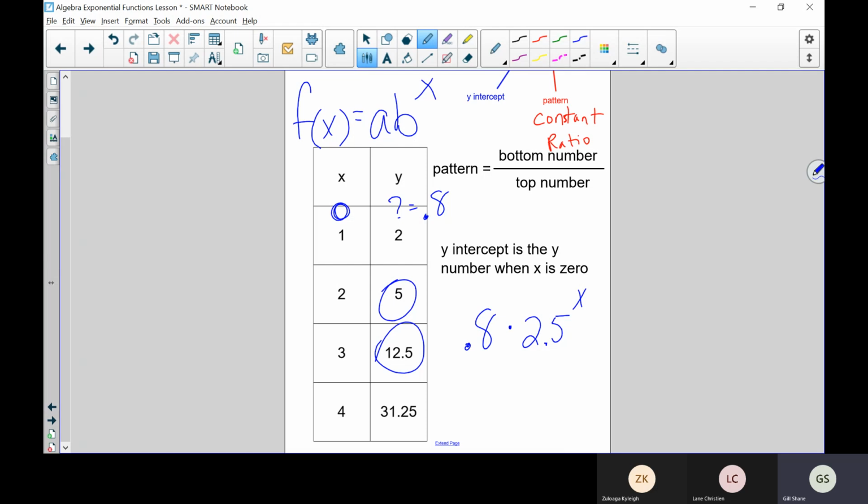Can you show me how you got 8 again? 2 times, the pattern is times 2.5. That's the pattern. I'm multiplying by 2.5 every time. And the way I would have figured that out is, again, bottom number divided by top number. 12.5 divided by 5 will give you 2.5. But if I'm trying to reverse my direction and figure out what would be above the 2, I have to reverse my math. I have to change that to divided by 2.5.